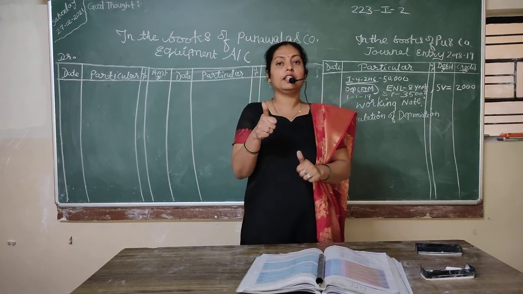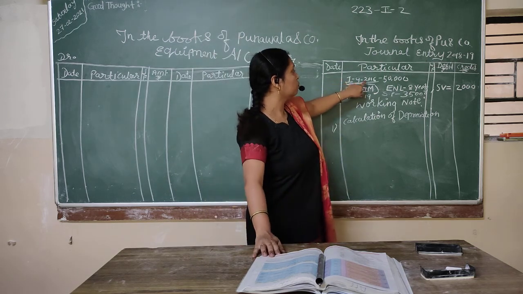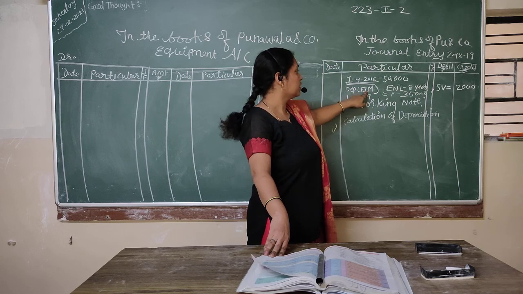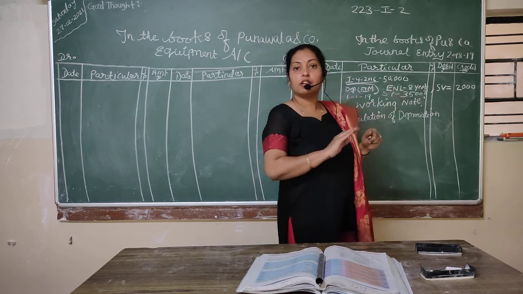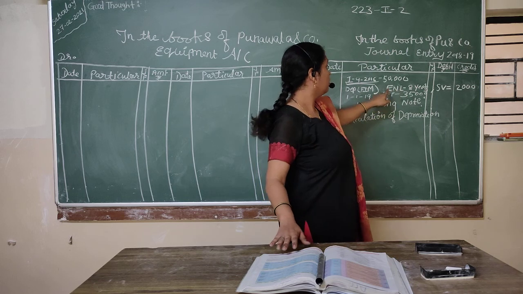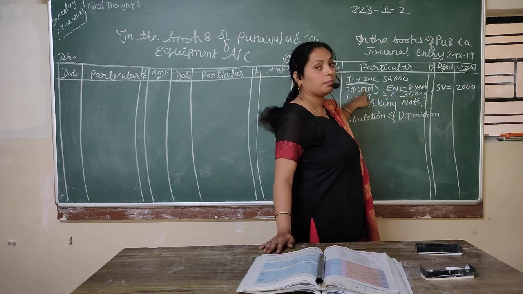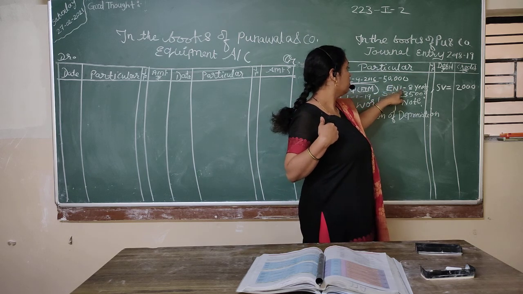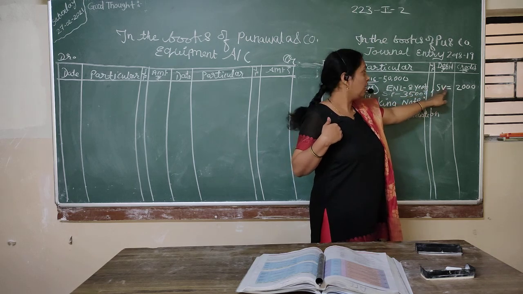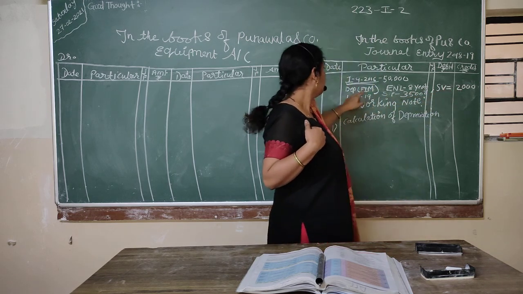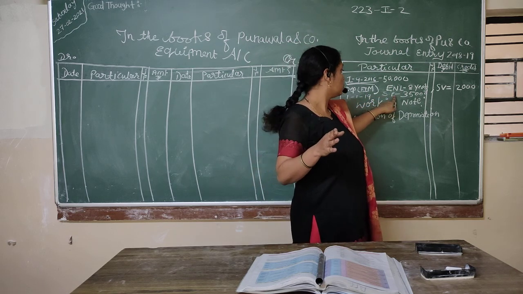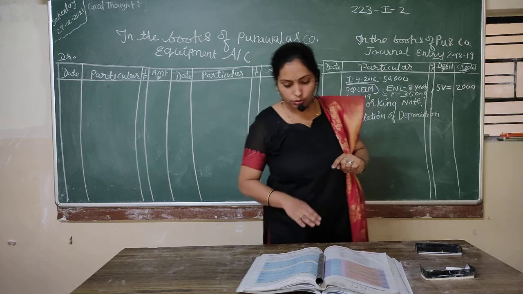Only one equipment is being purchased, on 1st April 2016. And we will charge depreciation under the fixed installment method, and they have not given us the rate of depreciation, so we will calculate it using the fixed installment method formula, for which they have given us the estimated working life of 8 years and scrap value of 2000, and on 1st Jan 2019 the whole equipment is sold for rupees 35,000.